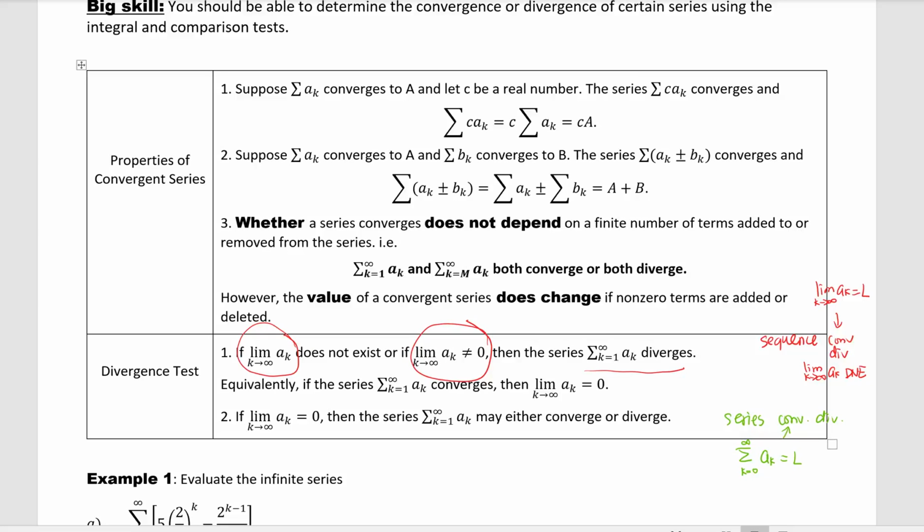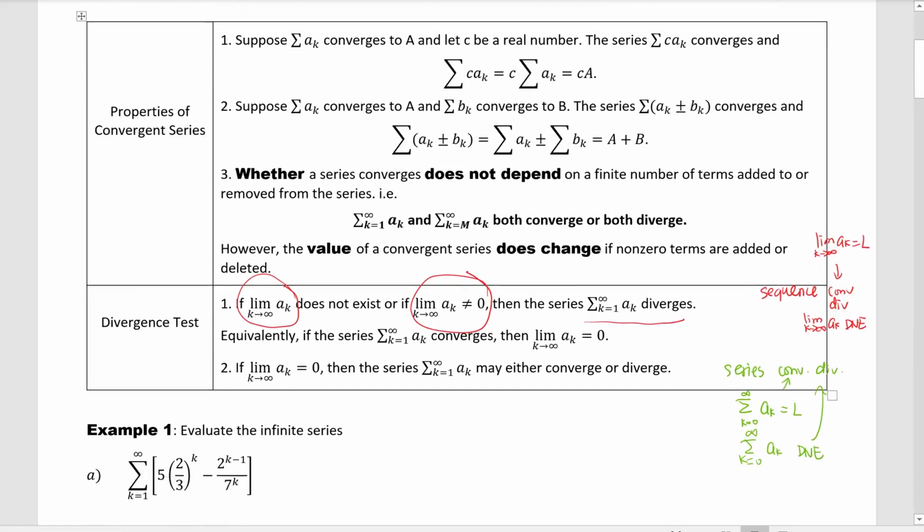And diverges means the limit of this sum does not exist. And how do we say the limit does not exist? If you remember, when we defined it, this is the limit of the nth partial sum, where S sub n is the sum of a1, a2, up to a sub n.